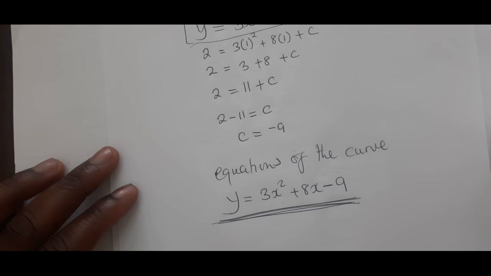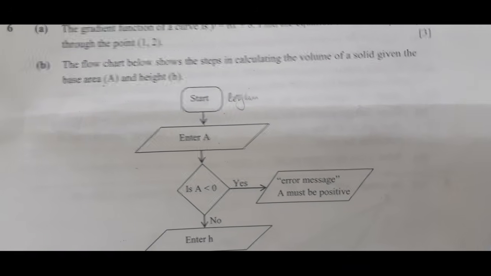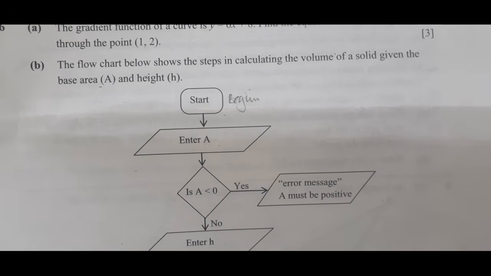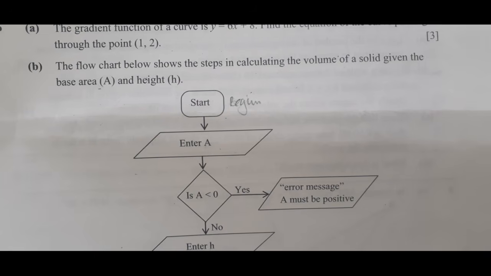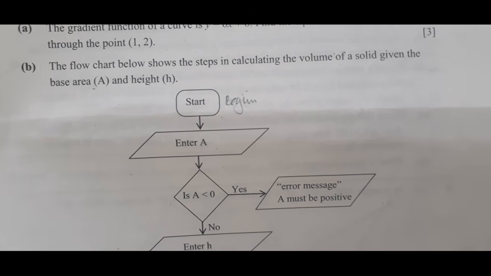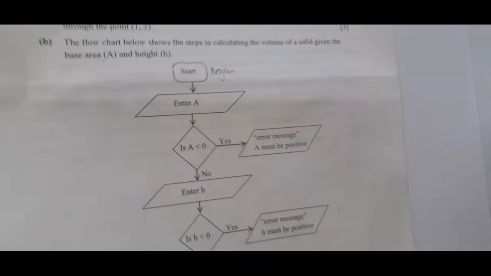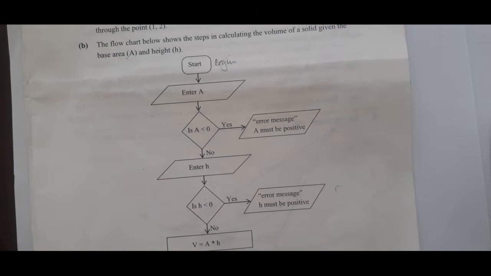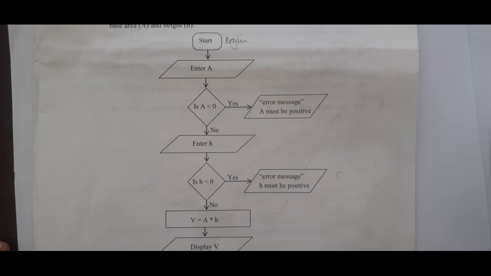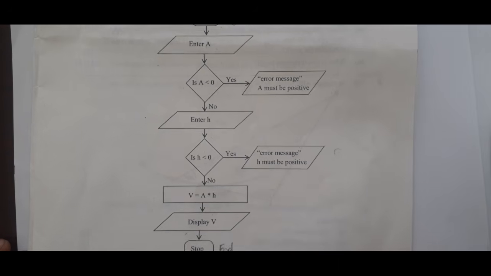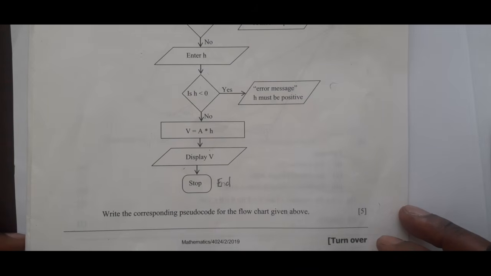So now we go to 6b. 6b says the flowchart below shows the steps in calculating the volume of a solid given the base area A and the height h. The flowchart is given here. Then down here we have a question that says, write the corresponding pseudocode for the flowchart given above.